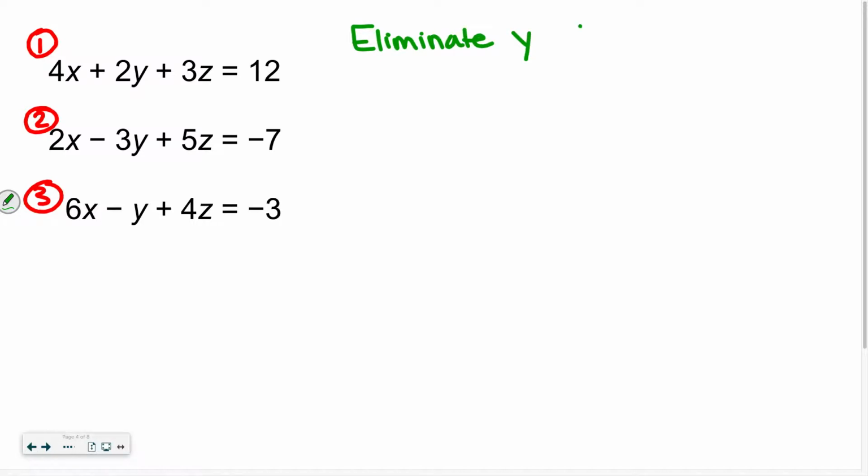Eliminate Y twice. So this means I'll do it once with 2 equations, then I'll pick another 2 equations and do it again. By eliminating Y twice, I will have created 2 new equations in X and Z only. So, which equations do you want to use to eliminate Y's? 3 and 2.